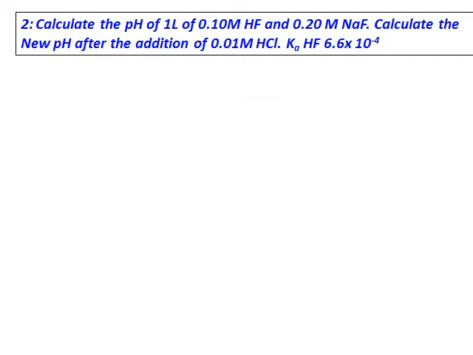Calculate the pH of 1 liter of 0.10 molar HF and 0.20 molar NaF. Calculate the new pH after the addition of 0.01 molar HCl. Ka of HF is given.